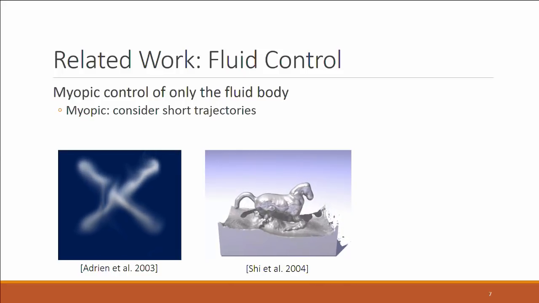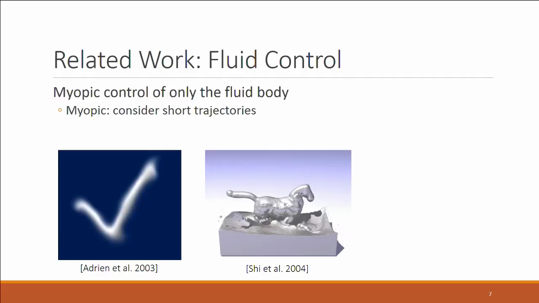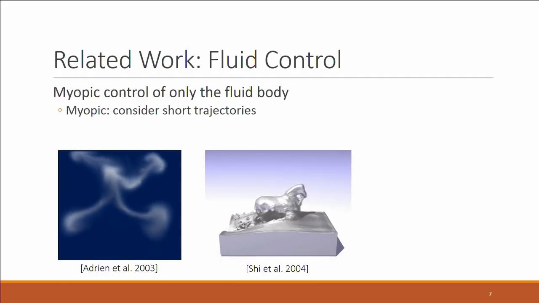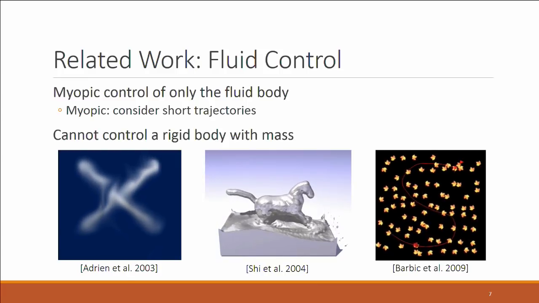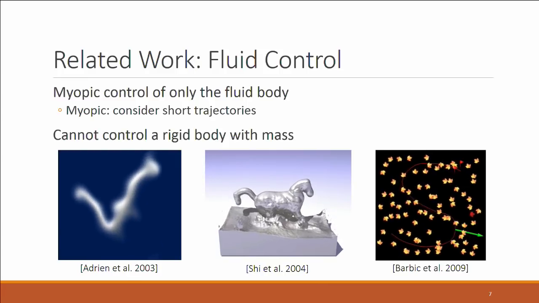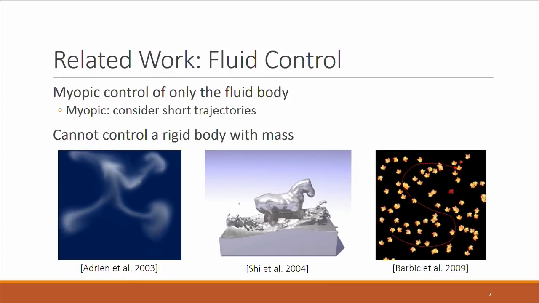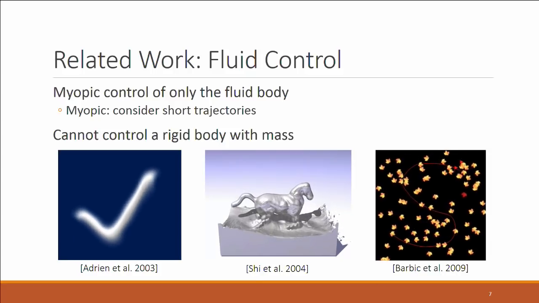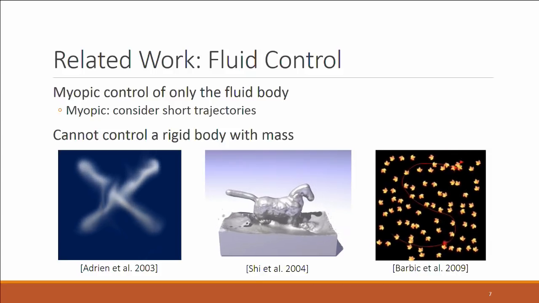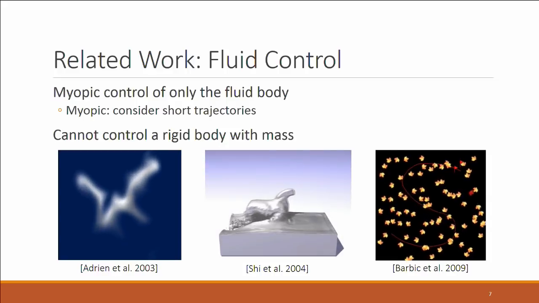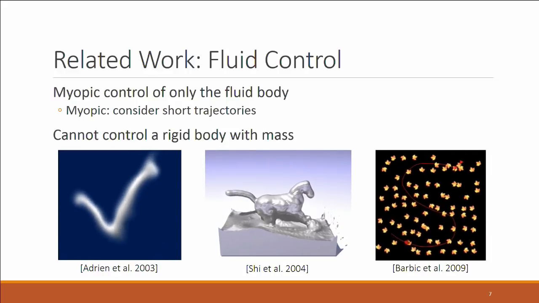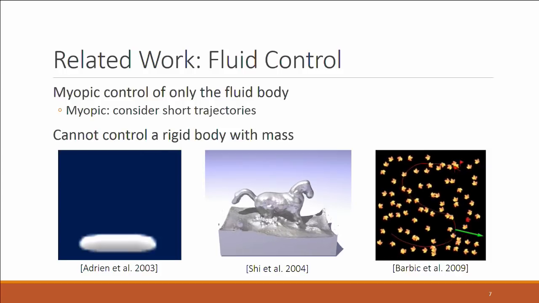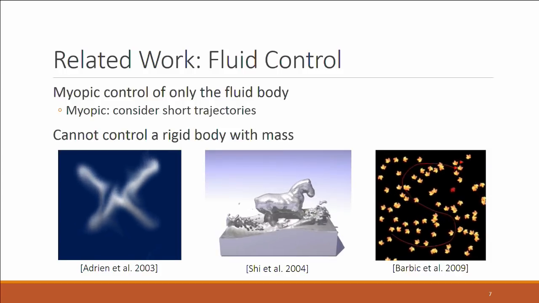And this myopic means that they take into consideration a small number of time steps, which is not enough in our problem. And we also know this previous work in 2009 where people can control a massless particle immersed in your simulation domain, in this case a leaf in this smoke domain. And this control actually takes a long trajectory, and they can control it in real time. This is really remarkable work. But still we cannot control a rigid body with non-zero mass.